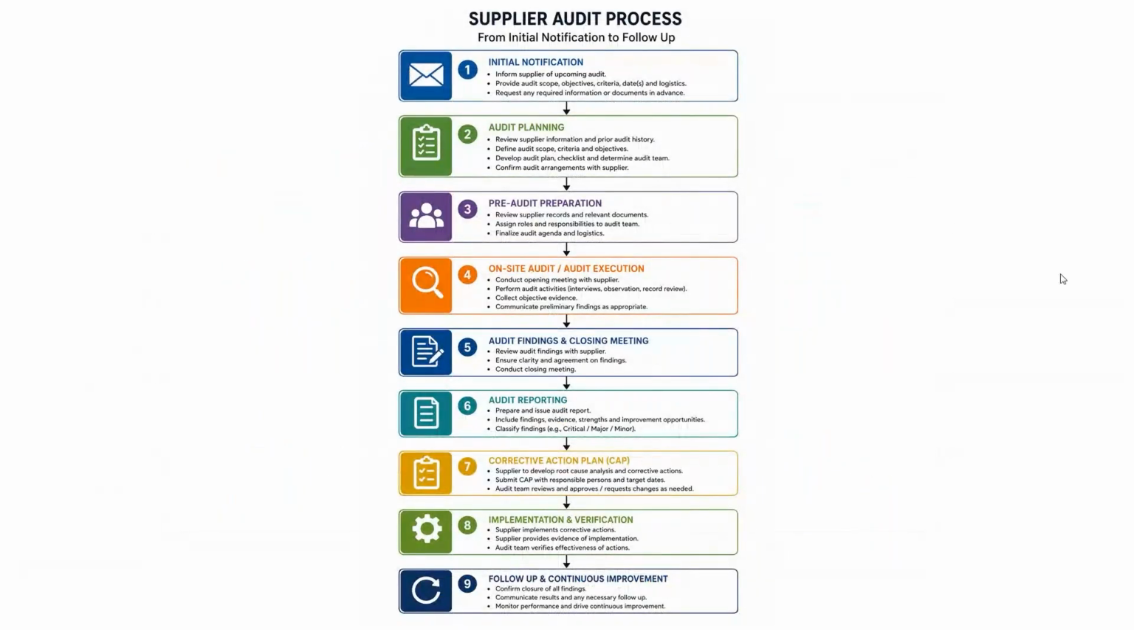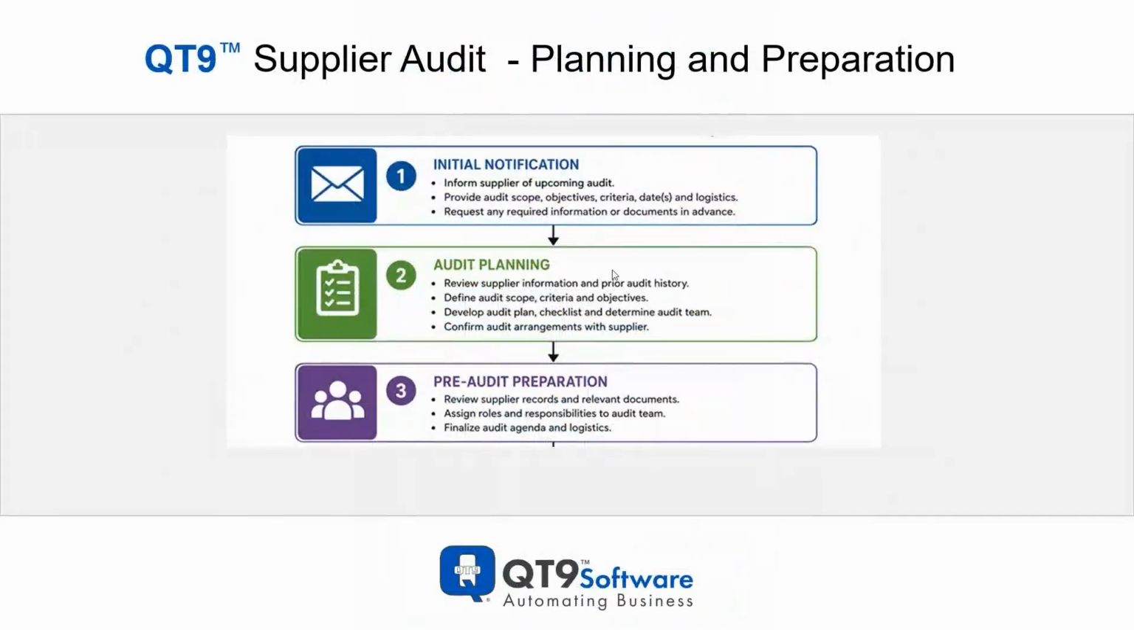So just wanting to look at an overview of the supplier audit process. So again, this is a 9-step process. We won't be going through each individual step. I've divided them into 3 separate chunks. So you have 1 to 3, which is the notification, planning, and pre-audit preparation. Then we will have phase 4 to 6, which is the audit execution, findings and reporting, and then the last stage, which is the corrective action, implementation, and follow-up, and so on. So firstly, we will be looking at this side, the initial notification, the planning, and the preparation.